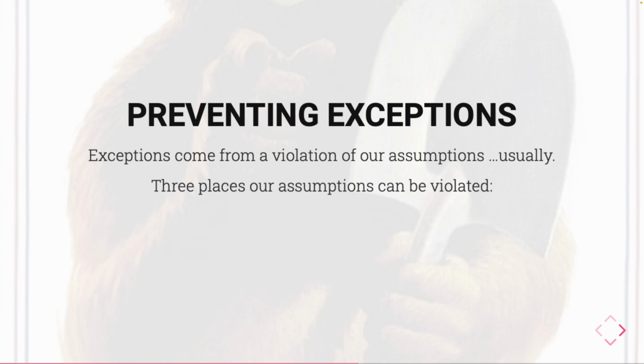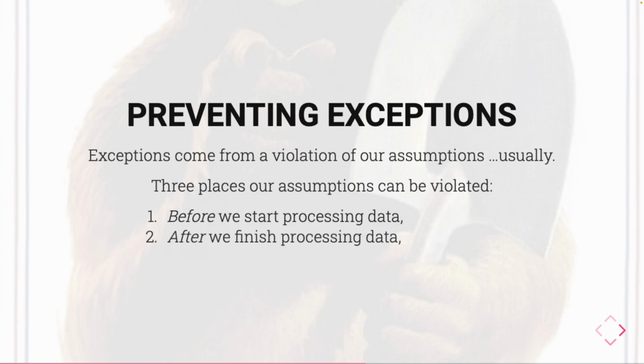And there are three main places where our assumptions can be violated. Before we start processing data, so at the very beginning of a function call. After we finish processing data, so a function's return statement, or just its last curly bracket. And the state of an object throughout execution, which doesn't really mean throughout the runtime of a single function, but rather the runtime of an entire program as the object is passed around and modified.